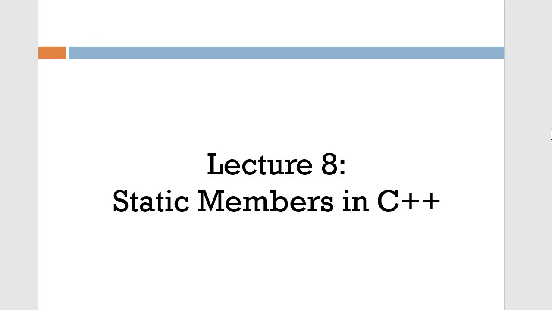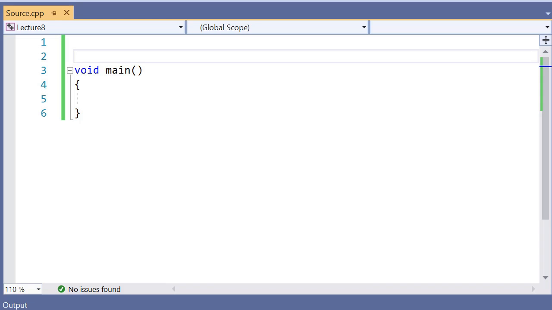This is lecture 8 of this video series, and today we are going to talk about static members in C++. But before that, we'll first understand static members in C programming. It will create a background for understanding static members in C++. We'll see the use of static members through an example.